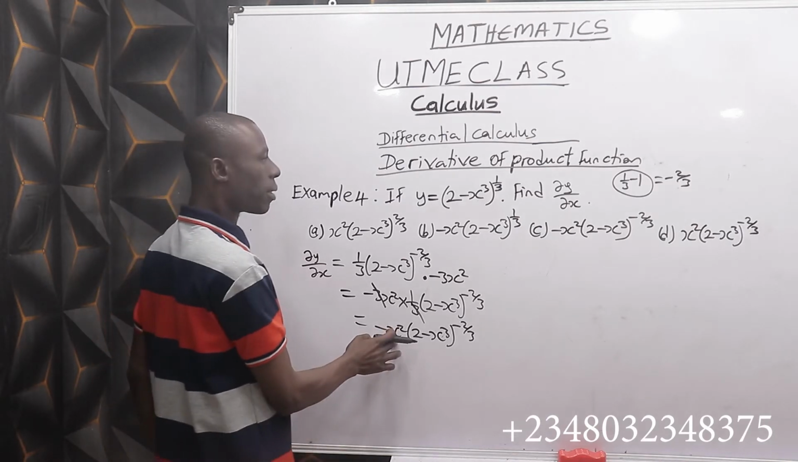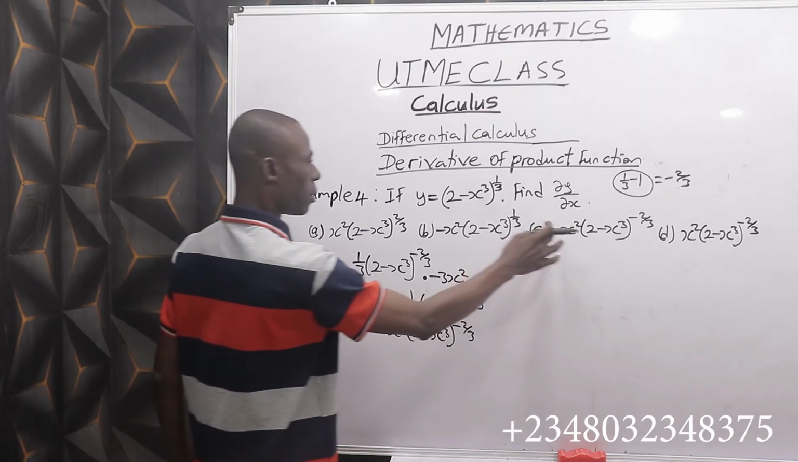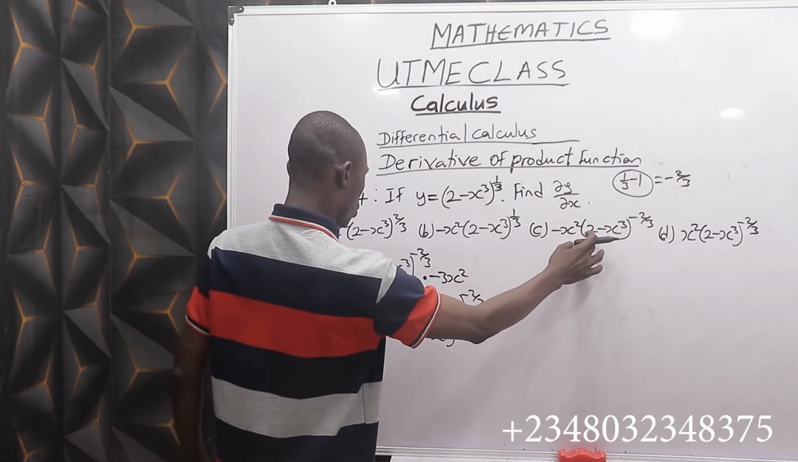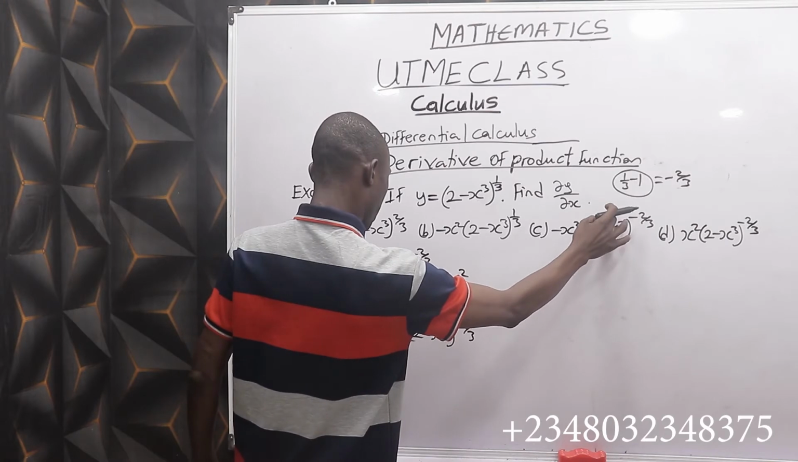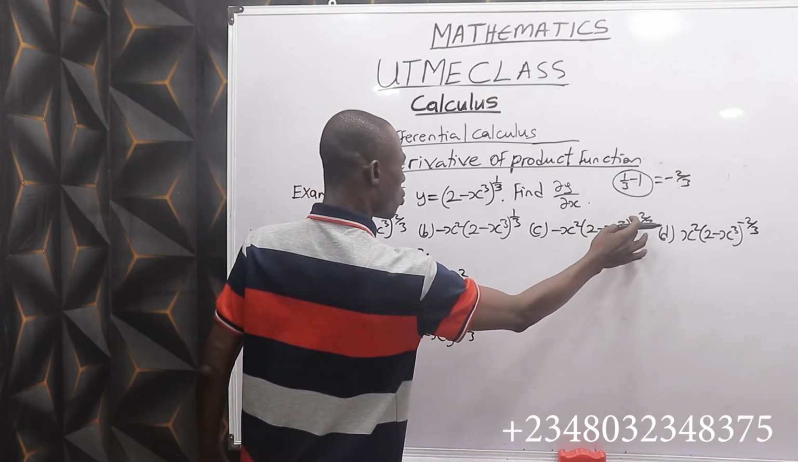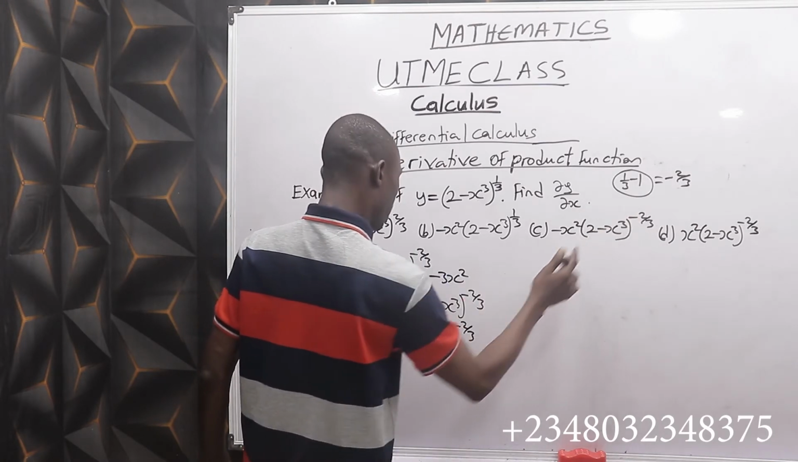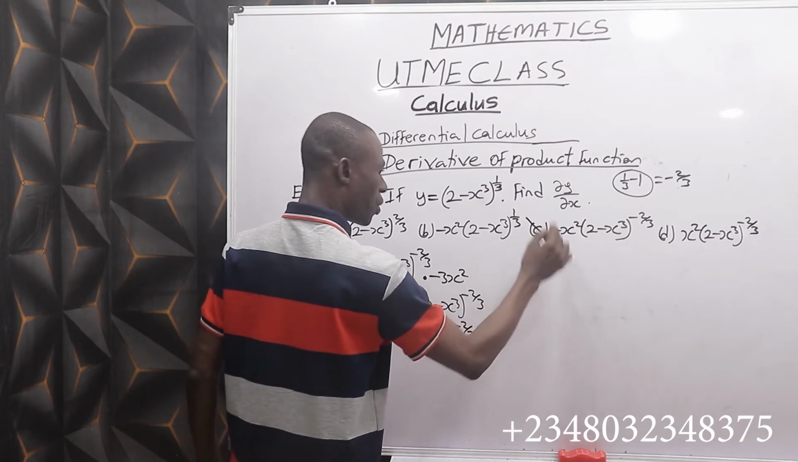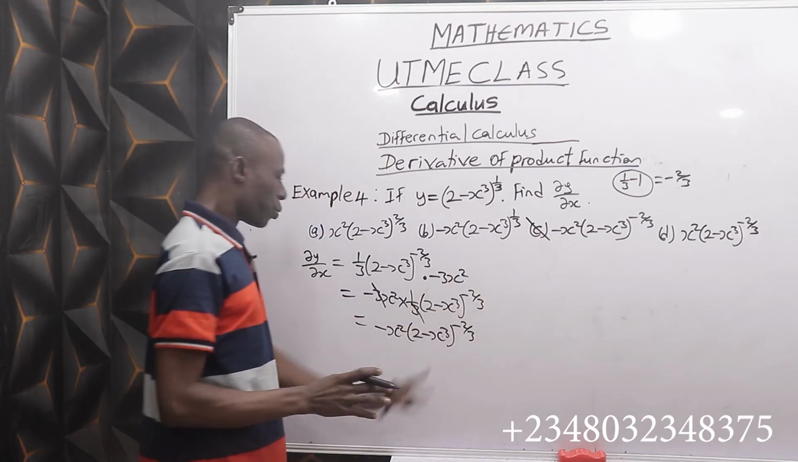Negative x squared, 2 minus x raised to power 3 raised to power negative 2 over 3. The correct option is C, but let me show you something.